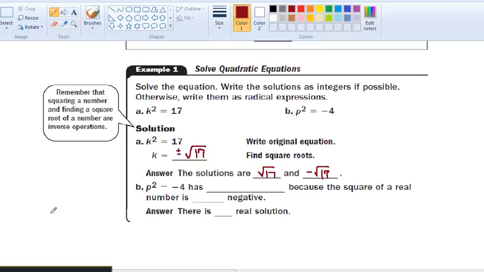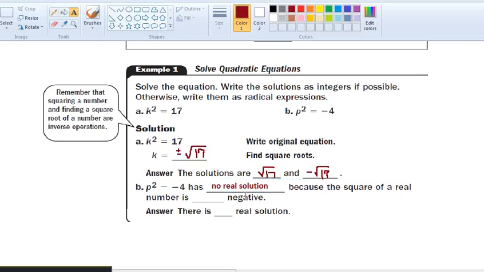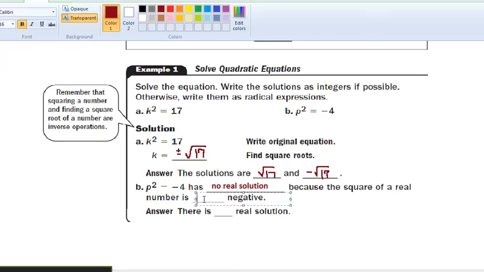Now going back over here to letter B, p squared equals negative 4. Unfortunately, this one has no real solution, because nothing times itself is going to give us a negative number. So this is no real solution, because the square root of a real number is never negative. So there is no real solution.